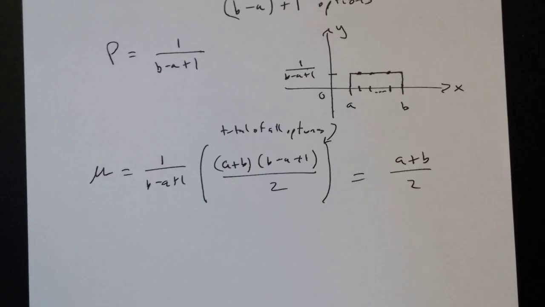Look at that picture. That little rectangle right there, that's a strip. If I'm going to balance that strip, I'm going to balance it right in the middle, aren't I? Halfway between A and B.